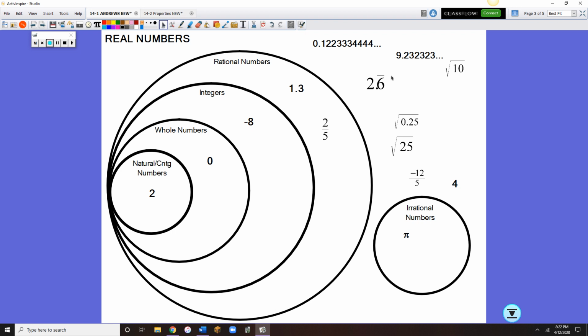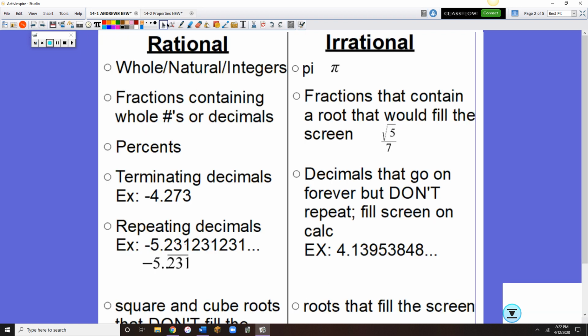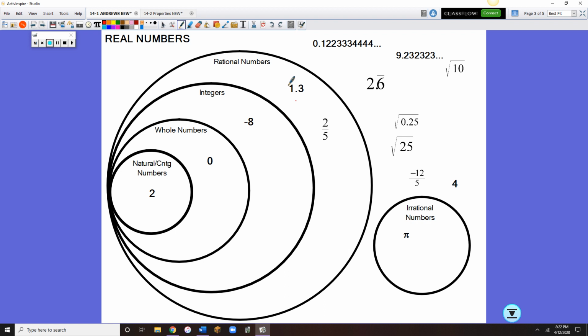2.6, repeating. Okay, so repeating is rational, and I remember that because they start with R. So if I go back to this, R, rational, R, repeating. Okay, that's an important and often missed concept. Rational and repeating. Repeating is rational. Anytime you have a repeating decimal, like 2.6 repeating, that would be rational. Now, because there's a decimal, I can't bring it into any of the closer rings, so it has to stay in the rational ring.